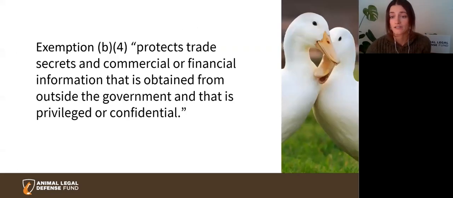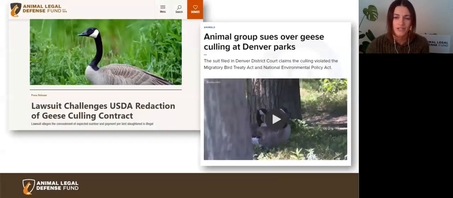Specifically, the redactions claimed exemption B4. However, this protects trade secrets and commercial or financial information that is obtained from outside the government and that is privileged or confidential. It wasn't clear to us why this redacted information would fall into this category of exemptions. And because these redactions did seem invalid, we were able to challenge the USDA to gain access to this hidden information. And here are some of the headlines that resulted.